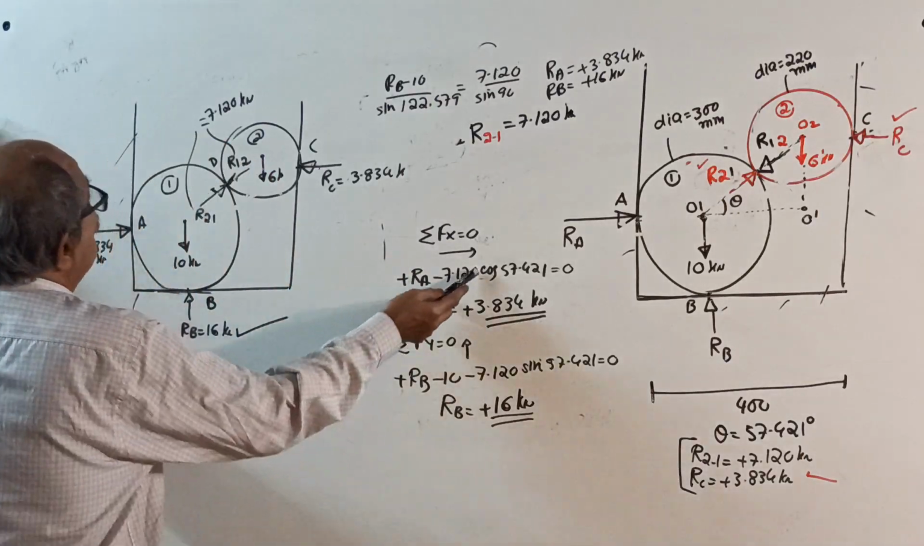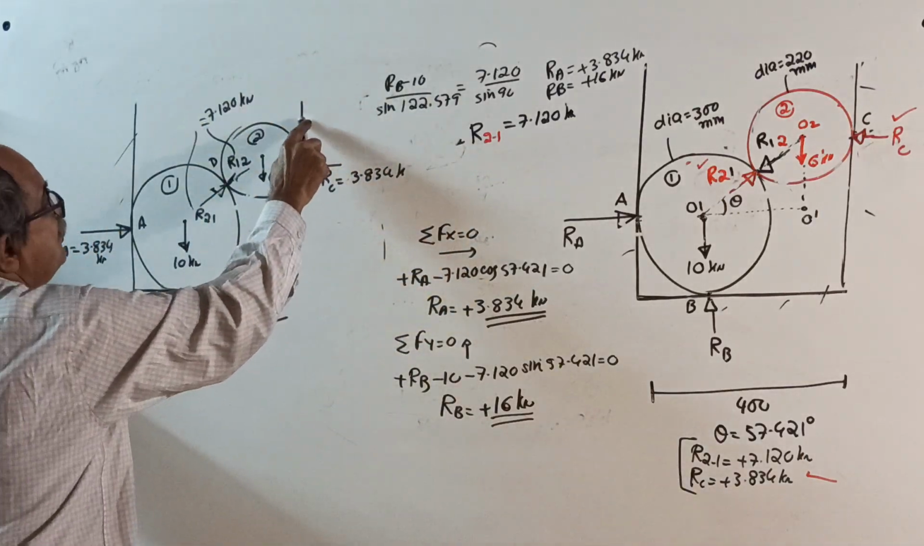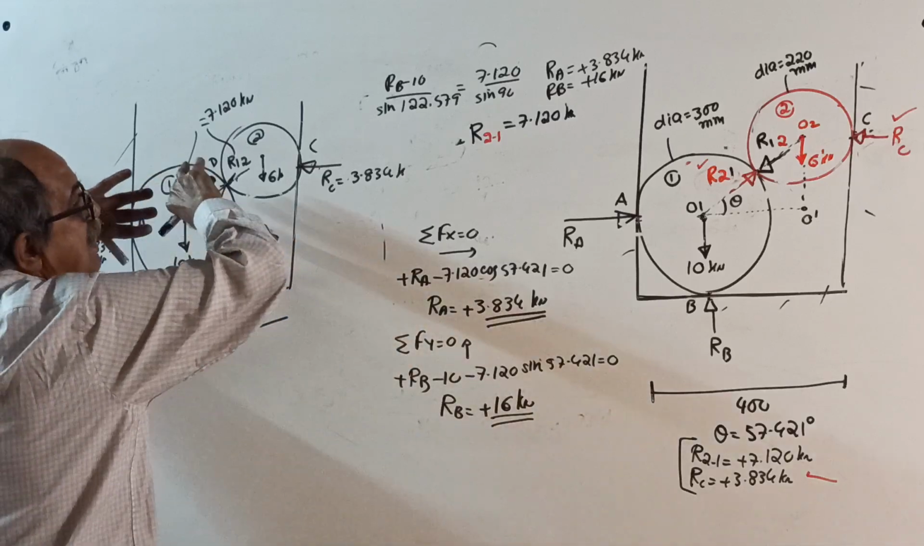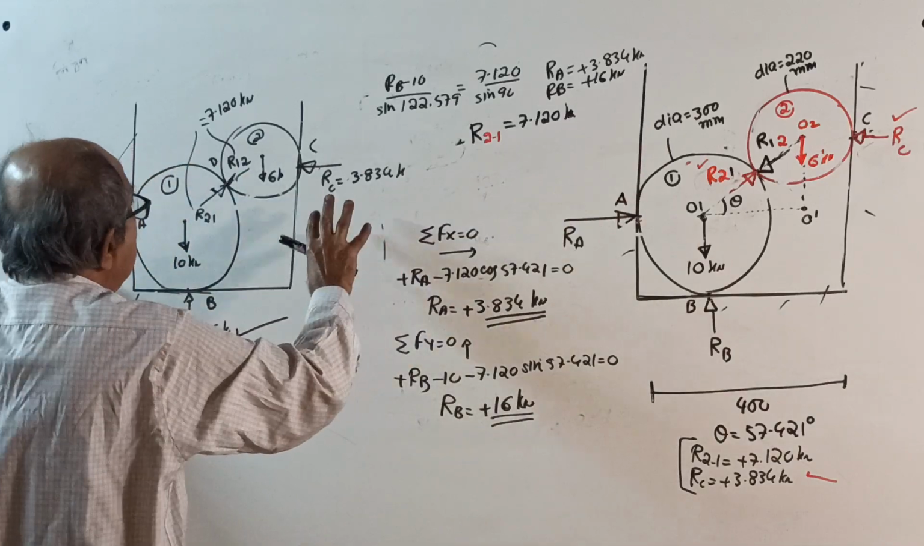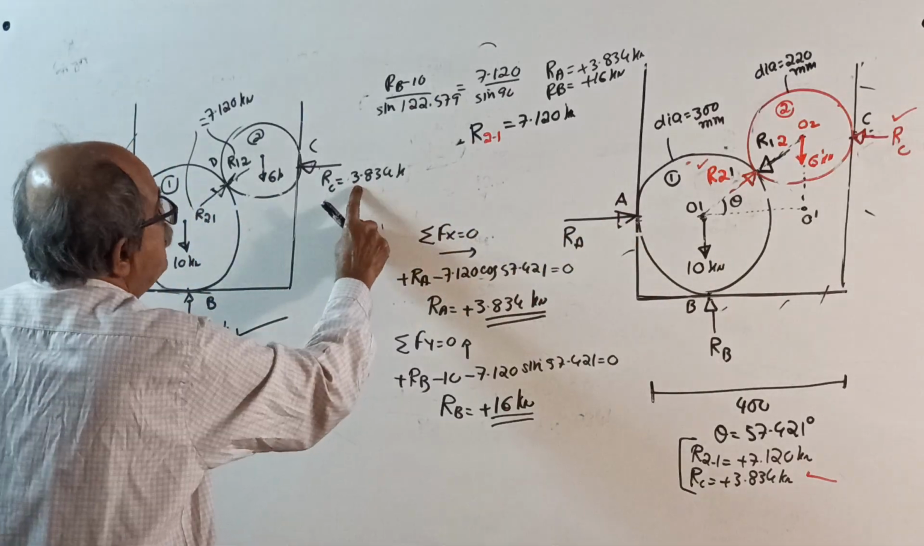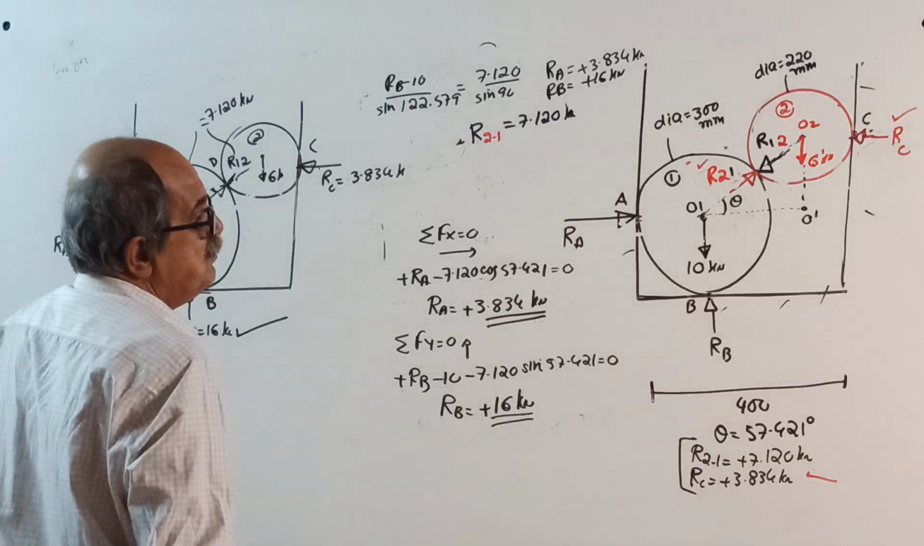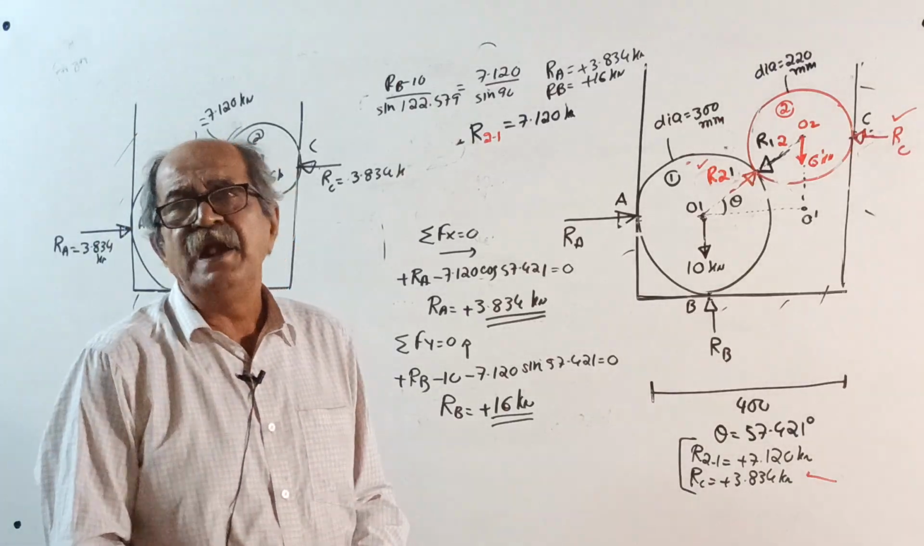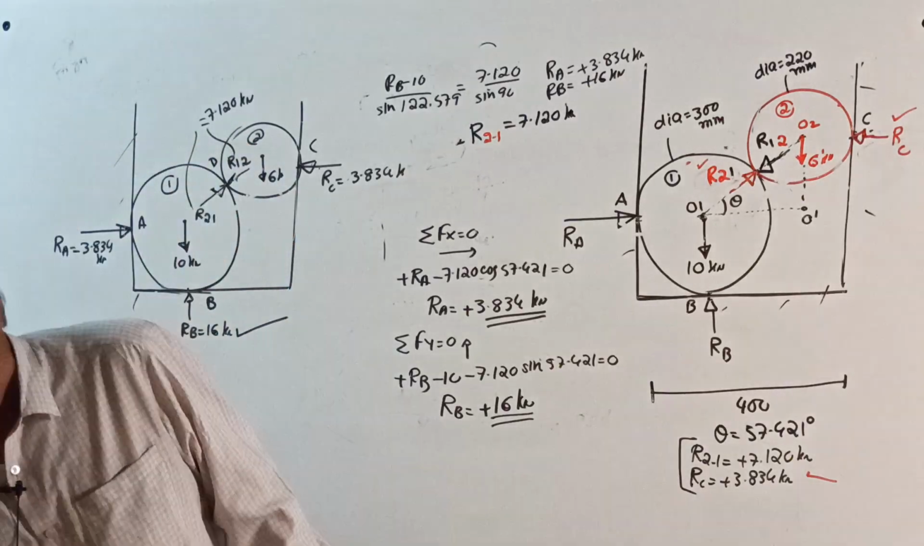Therefore, if you see the overall equilibrium, this support and this support will get pushed this way. For equilibrium, no horizontal force is there. They should be equal, 3.834, 3.834. Yes, what I committed, it came correctly. So class will be continued.